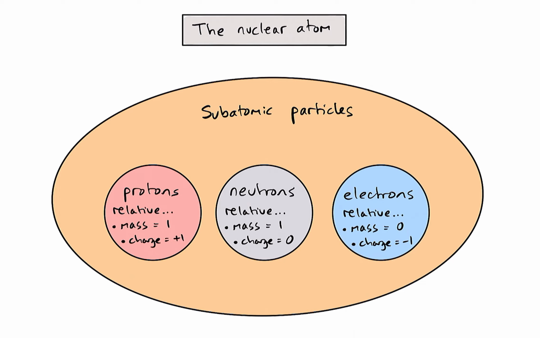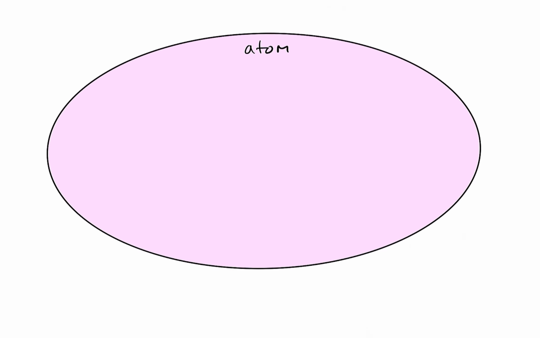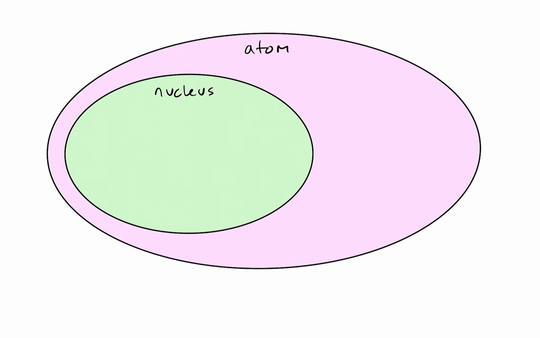So let's just consider where these subatomic particles are actually found in the atom. So first of all, we should know that in the middle of the atom is a dense, positively charged area called the nucleus. And inside that nucleus we find two of our subatomic particles, firstly protons and secondly neutrons.